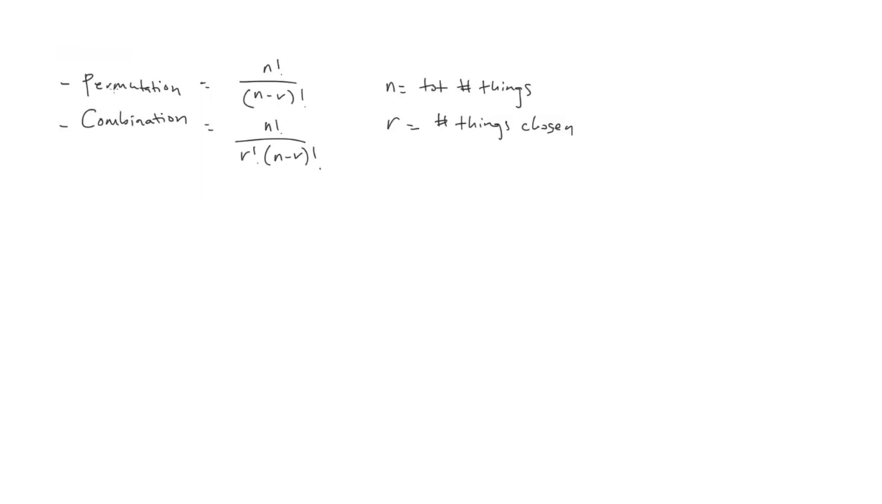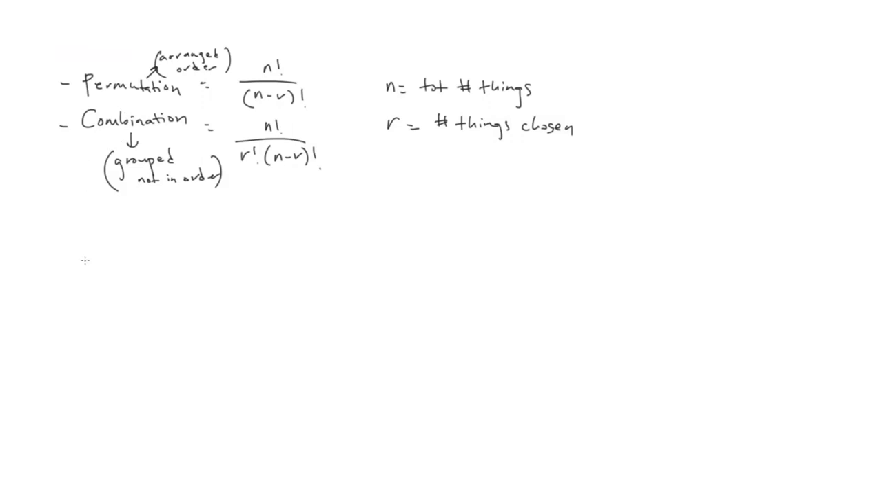So let's first define what permutation and combination are, or at least let's distinguish between the two. Permutation is when you're choosing something and order does matter. Combination is when you're choosing a group of things and order does not matter. So keywords associated with permutation are arranged, order, and for combination, we're looking for words like grouped or not in order. So whenever you see these keywords, you should be thinking one or the other.